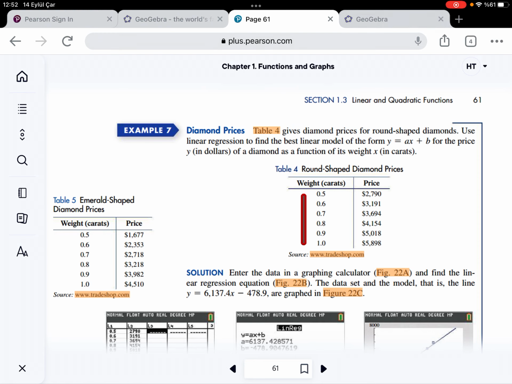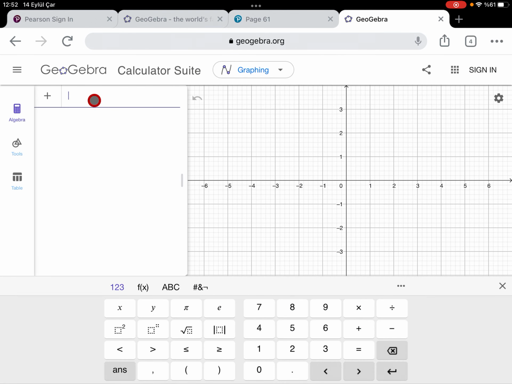So first of all, you should enter all the points in GeoGebra. So 0.5, 2719 is one point on the xy coordinate system. This is x, this is y. 0.6, 3191 is another point, etc. Okay, so let's enter these points in GeoGebra.